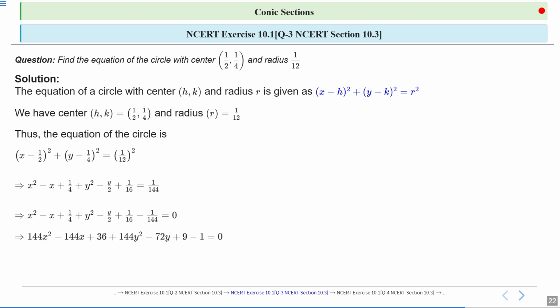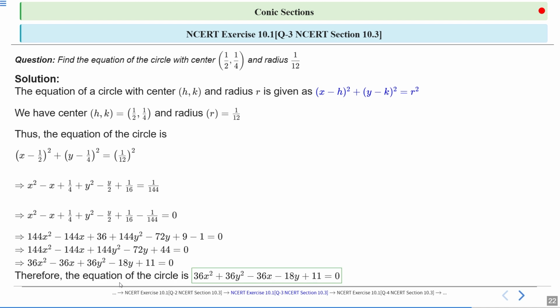Now just take the LCM, 144, and multiply it on both sides. Then you will obtain this equation: 144x square minus 144x plus 36 plus 144y square minus 72y plus 9 minus 1 equal to 0. Now simplifying, you will obtain the final equation of the circle: 144x square minus 144x plus 144y square minus 72y plus 44 equal to 0. After further calculation, you will get this equation.